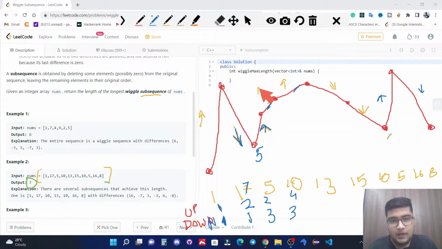Now again we get up. Whenever we are getting up, definitely the previous one must be down. So whenever we get up, we just update up with down plus 1. Let's update this up with 3 plus 1, it is equal to 4, and this 3 will remain same. Again we are getting up, let's update with down plus 1, so 3 plus 1 is equal to 4, and this will remain same, it is 3.